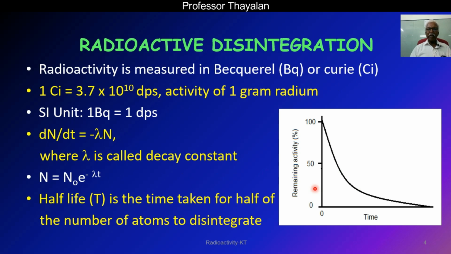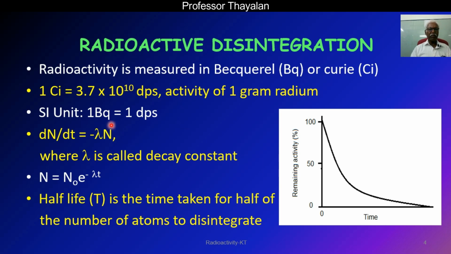Radioactivity is measured in becquerel, which is the SI unit, or the special unit curie. 1 curie is nothing but 3.7 x 10^10 disintegrations per second. It is equal to the activity of 1 gram of radium. 1 becquerel is equal to 1 disintegration per second.